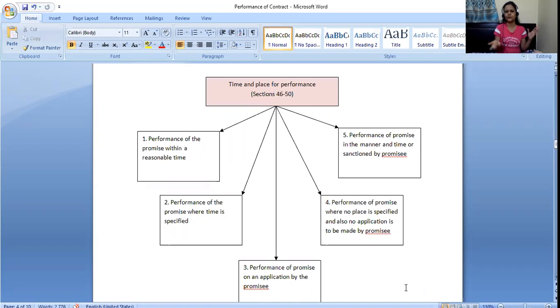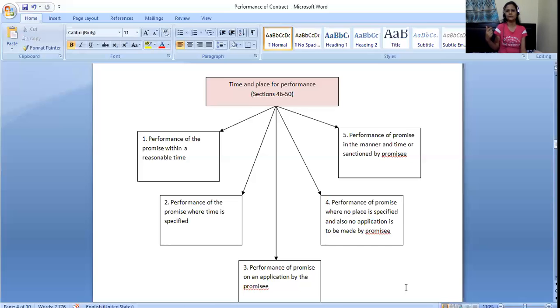Take for example, you are ordering groceries, then you would get time frames that it should be delivered from 4 to 8 o'clock, 9 to 11 o'clock or something like that. So accordingly only it should be delivered. The same thing applies here also. In case of this particular type of contract, if I'm specifying a time frame, it should be done during that time frame only, right?